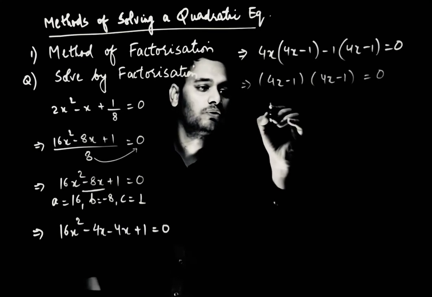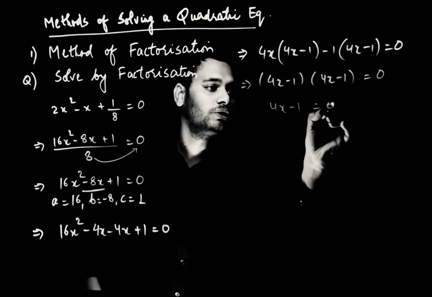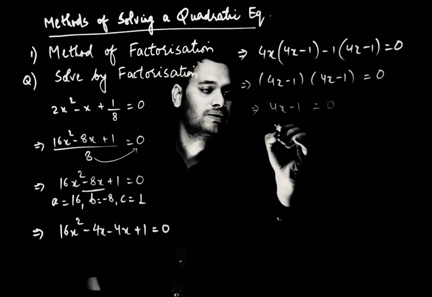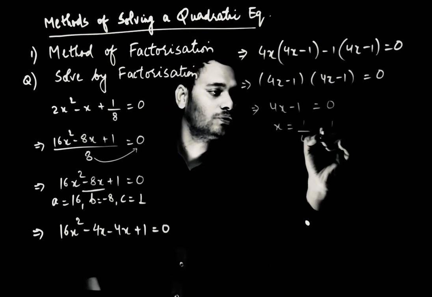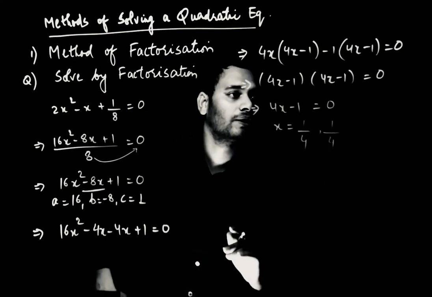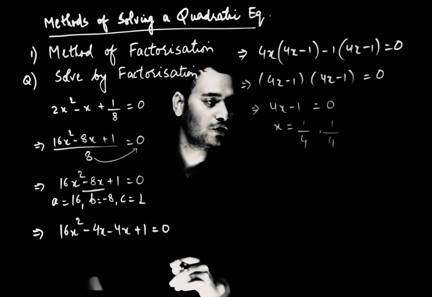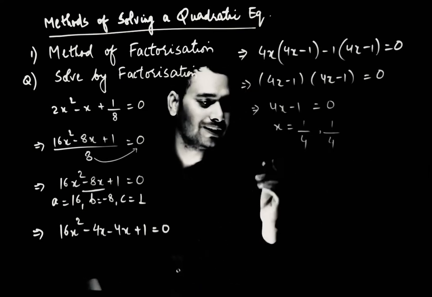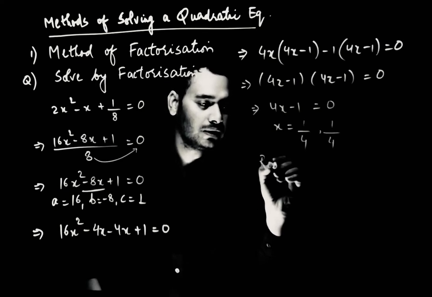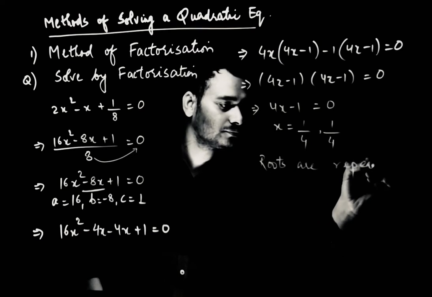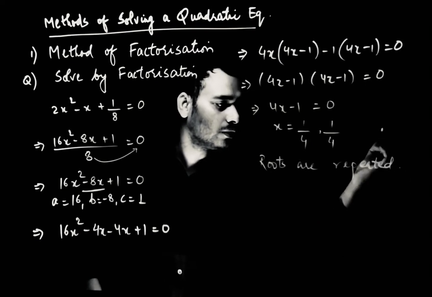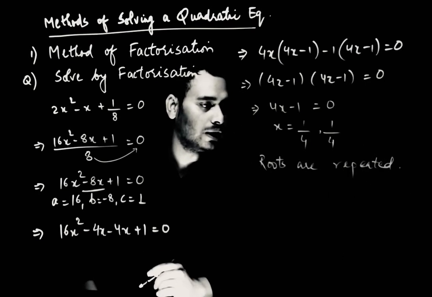So put it equal to 0, then 4x minus 1 equal to 0. You get x equal to 1 upon 4, and we have 2 times the same factor. So you have x equal to 1 upon 4 and 1 upon 4. In this case the roots are repeated. So this is your answer.